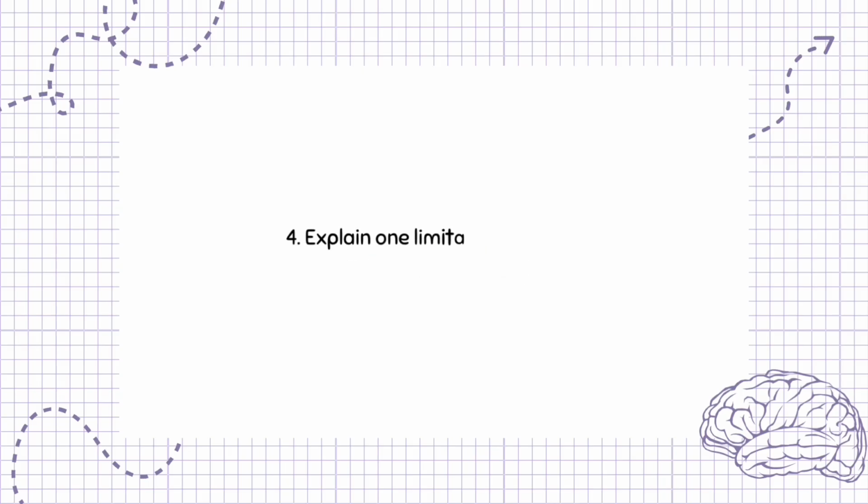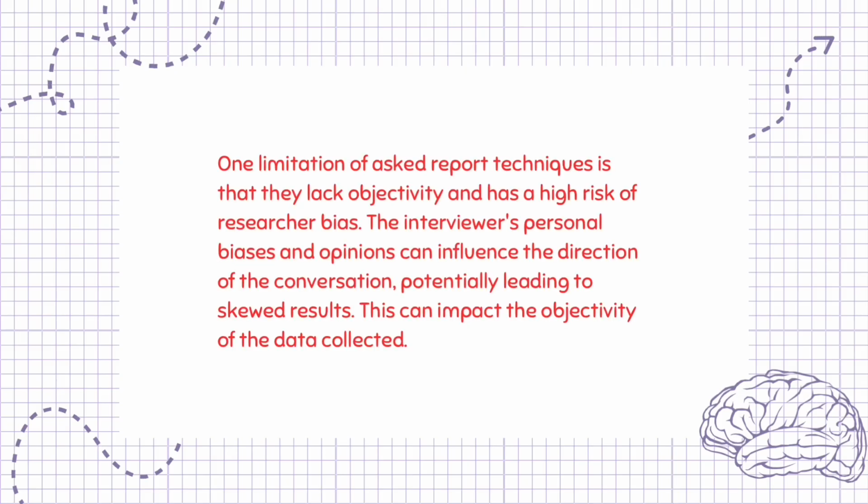Question 4. Explain 1 limitation of a self-report technique. 2 marks. 1 limitation of self-report techniques is that they lack objectivity and have a high risk of researcher bias. The interviewer's personal biases and opinions can influence the direction of the conversation, potentially leading to skewed results. This can impact the objectivity of the data collected.